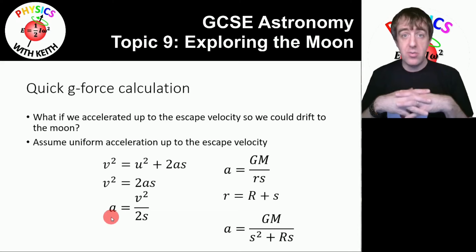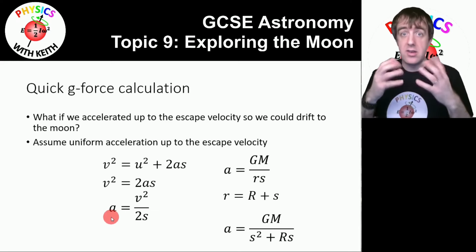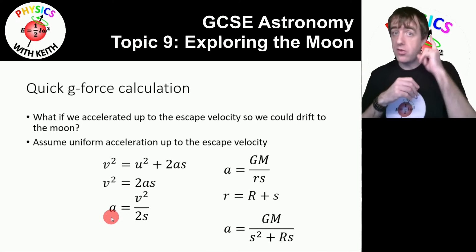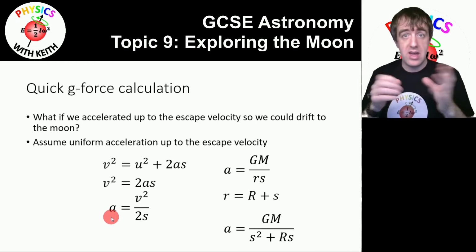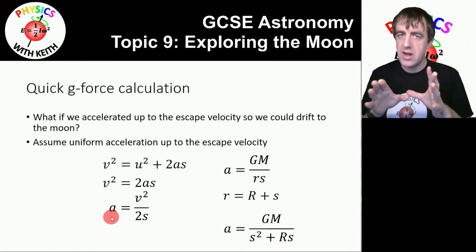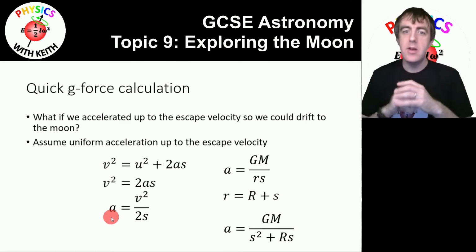And if we accelerate at 9.81 meters per second squared, then that's a g-force of 1. If we accelerate at twice that, that's a g-force of 2, and so on. The most we can withstand is a g-force of 9, 9 times the acceleration due to gravity.